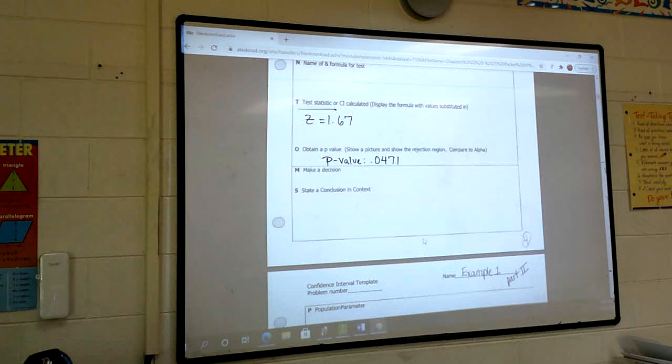Okay? So again, the p-value is the probability of us getting the results that we got, or even more extreme, and the null hypothesis still being true. So the lower that p-value is, the more confidence we have that the null hypothesis is not true. All right. Now, making a decision is based on the p-value that you got there. Now, I will show you that in the drawing part on your calculator.